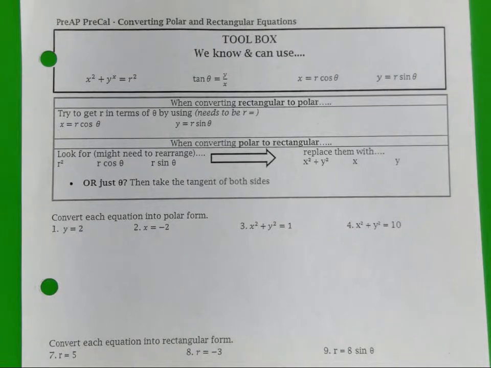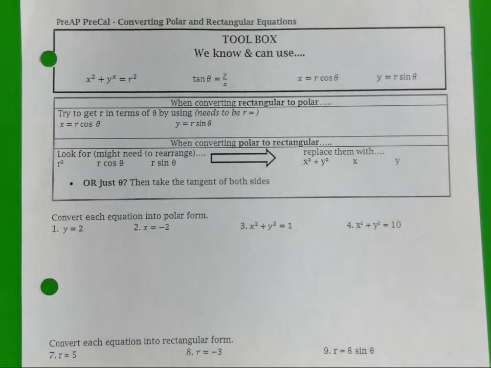You know this one, but you see how this is a result of this. If I work backwards, wouldn't that be r squared equals x squared plus y squared? You see how those two are related? You need to know both of those, okay? We already talked about these two.